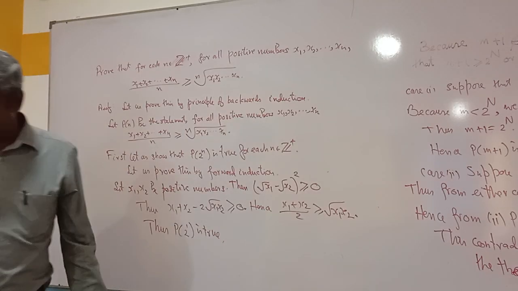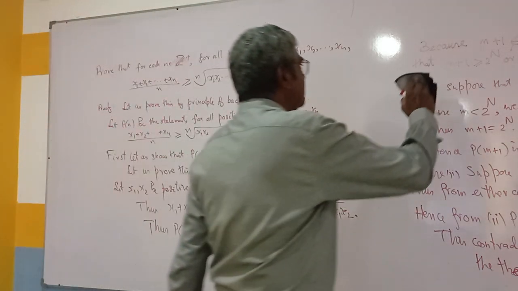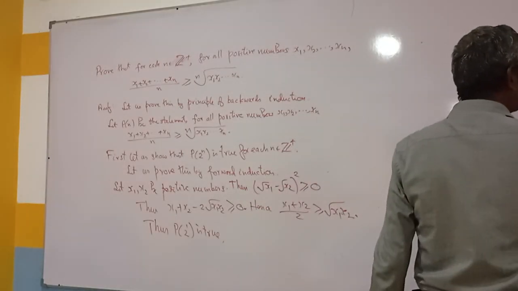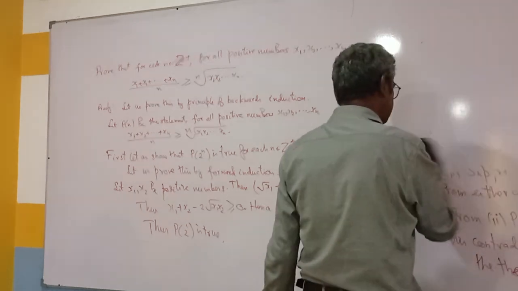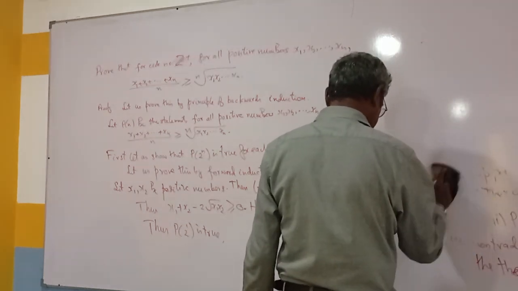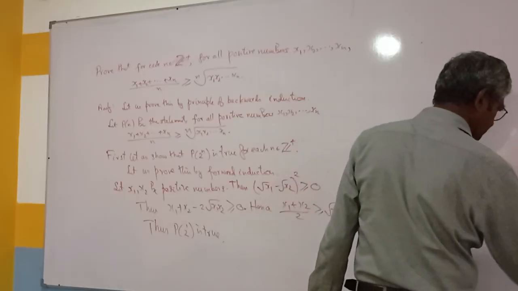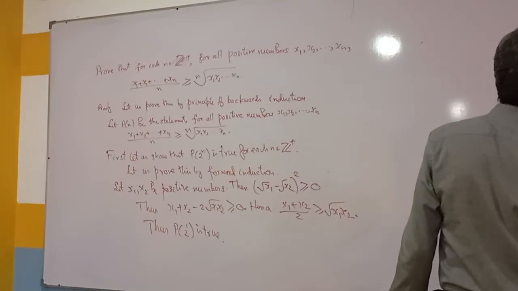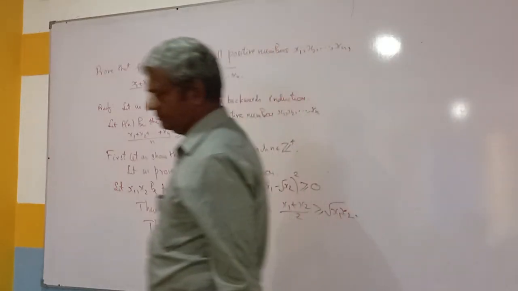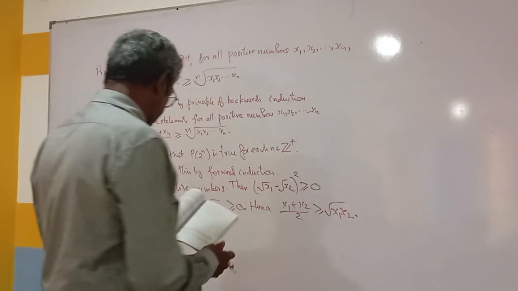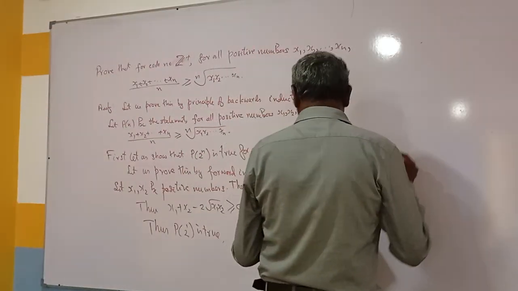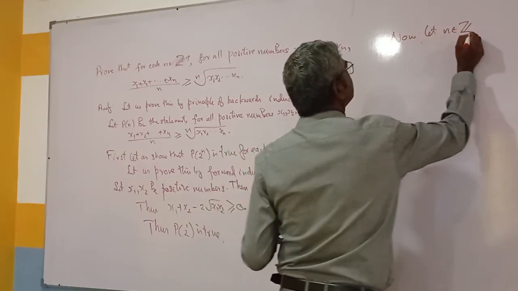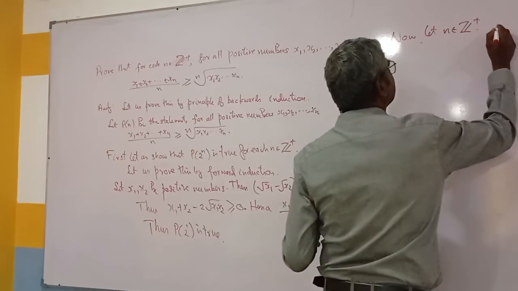Right? Now we have to assume that P of 2 to the n is true and then show that P of 2 to the n plus 1 is true. Now let n belong to Z plus. Suppose that P of 2 to the n is true.